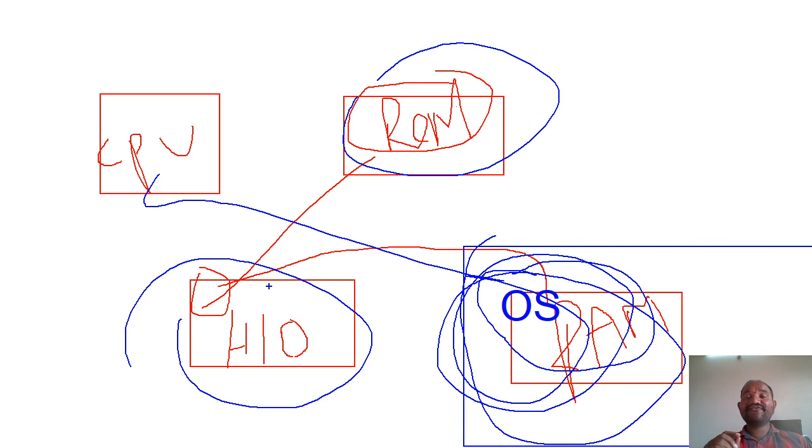Okay, now what is the proof, or how can you say that the CPU is always running inside the RAM? The CPU is always running inside the RAM. How can you say that? You may ask me the question like that. Okay, let me tell you one simple example.